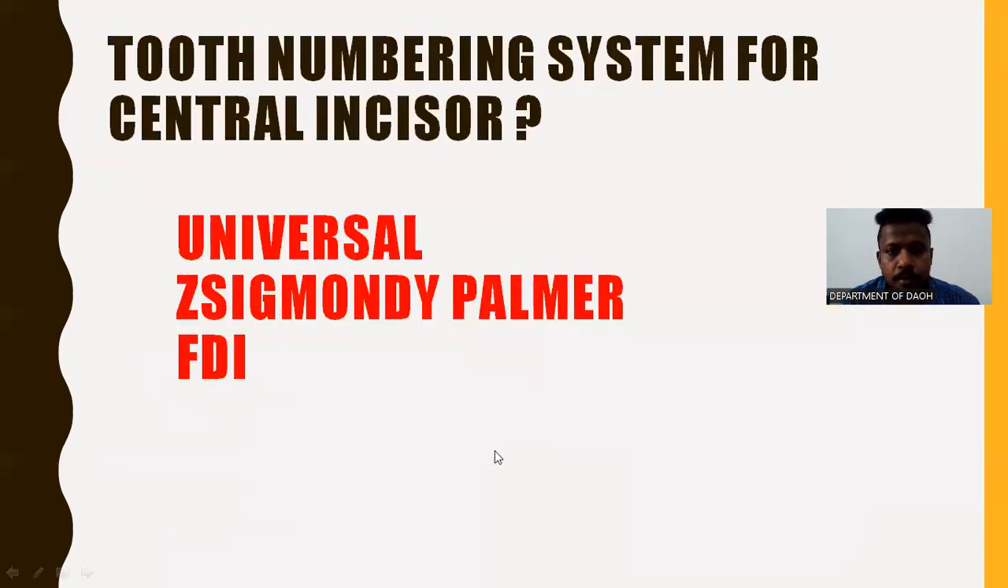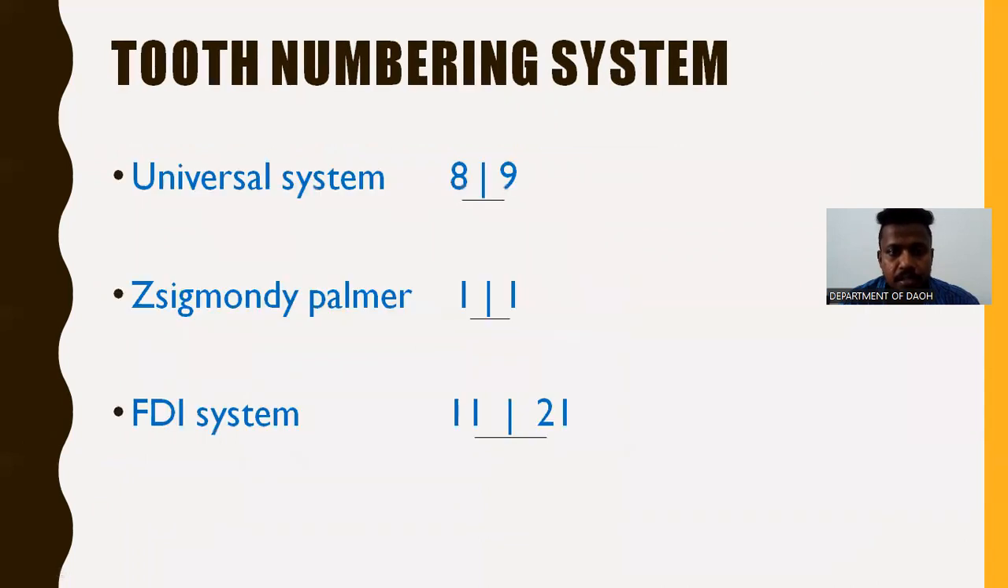Coming to the tooth numbering system for the central incisor, in the universal system you can see here 8 and 9. In the Zsigmondy-Palmer system it is 1 and in the FDI system you can see this 1-1 and 2-1. So, the permanent right maxillary central incisor is called 1-1, and the permanent left maxillary central incisor is called 2-1.